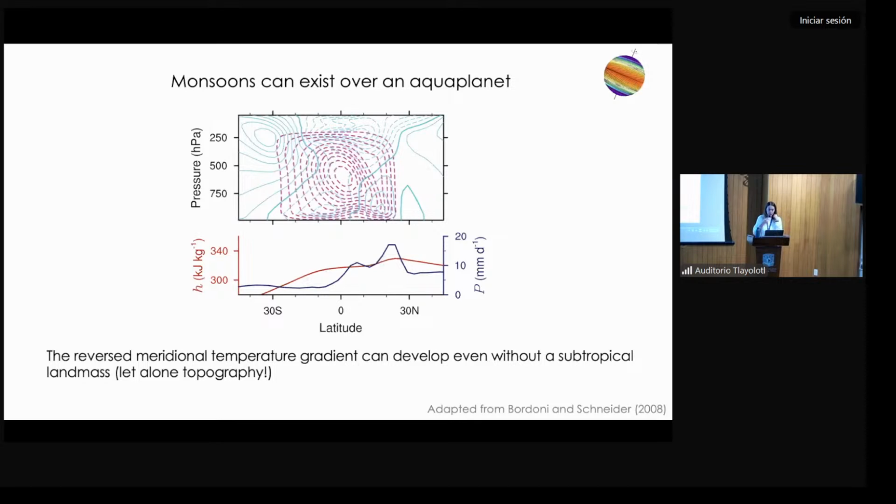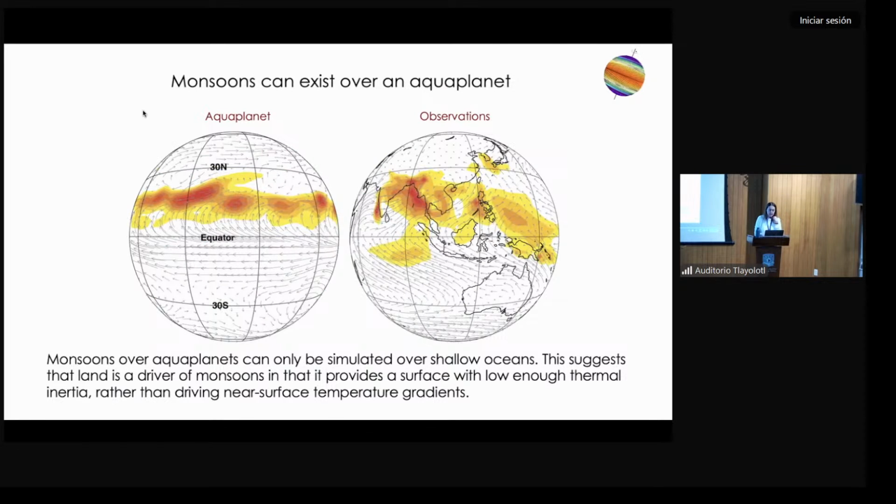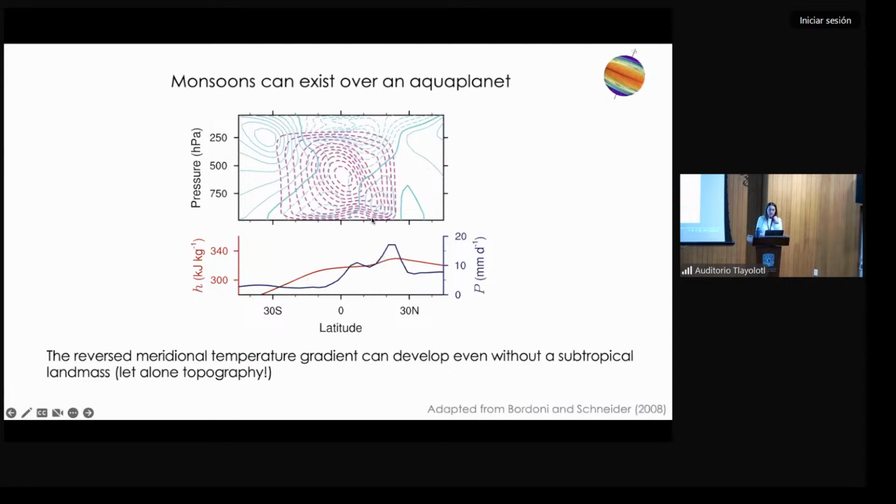I haven't really shown you yet what the overturning circulation looks like, for instance, at times where the rainfall band is located in the subtropics. And this is exactly what we see. We see that the migration of the rainfall maximum in the Northern Hemisphere subtropics is associated with the development of a cross-equatorial Hadley circulation.